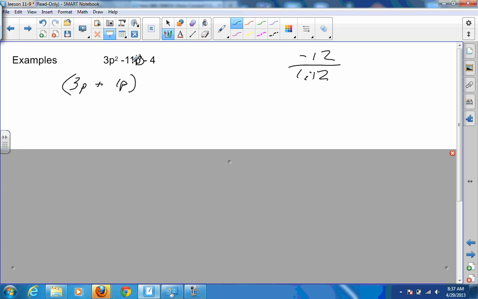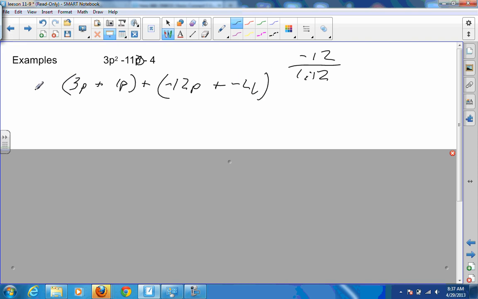You split it into 1p plus the other half of your pair that you found the factors of. So negative 12p again, plus negative 4. All right, so let's look at what we got.